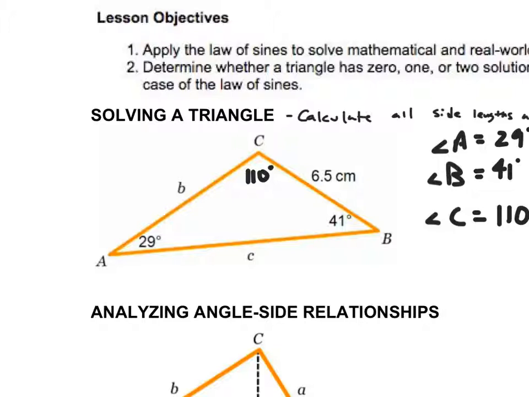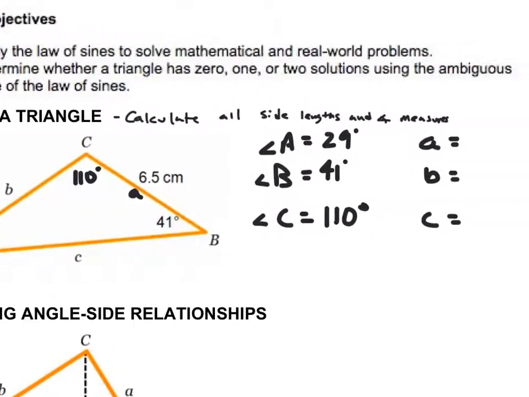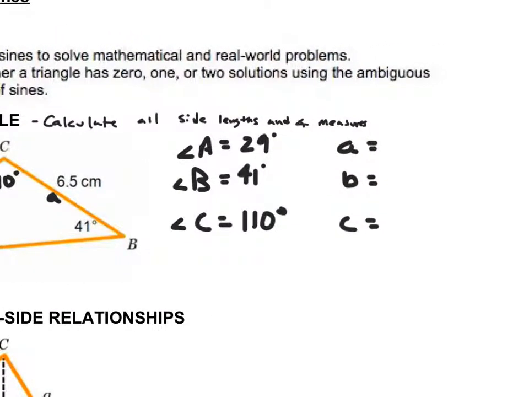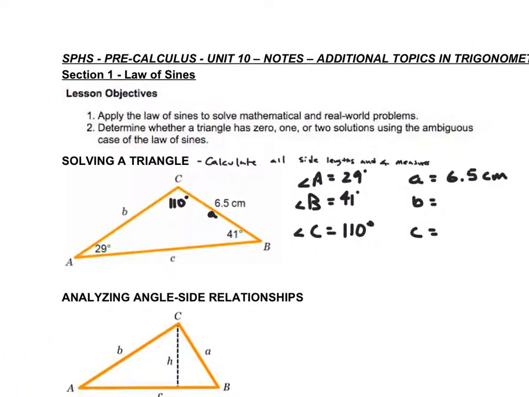And then we have side length C, side length B. Side length C is across from angle C. Side length B is across from angle B over here. So side length A would be across from angle A. And I know that side length A is going to be 6.5 centimeters.